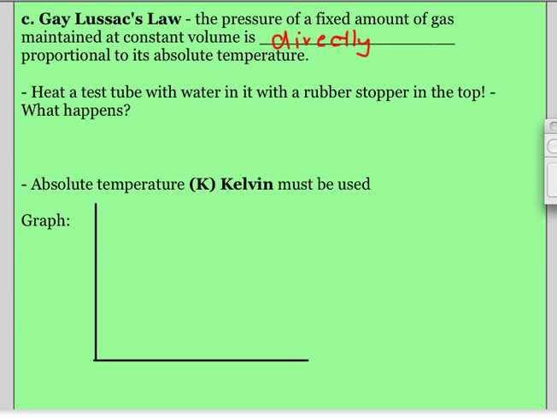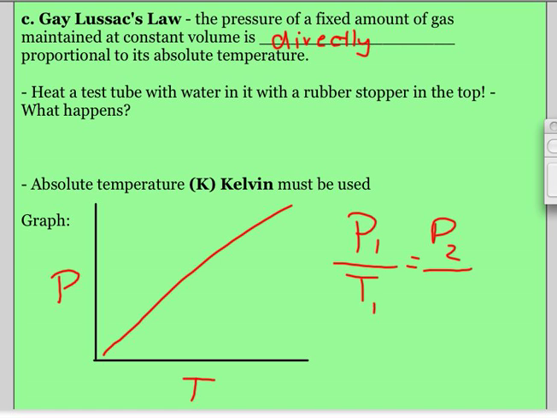And if you think about it, if you have a test tube with a rubber stopper in the top and you start heating it up, your temperature goes up, the volume's going to increase, and it would pop the rubber stopper right off. And again, if we were going to graph this, our P versus our T, we would get a nice straight line. And our equation's P1/T1 equals P2/T2.